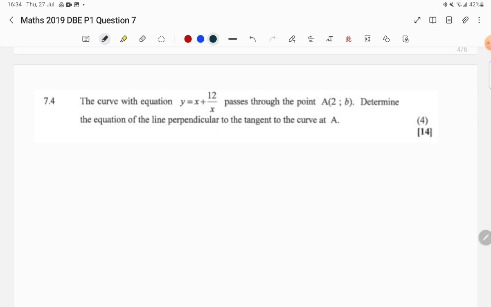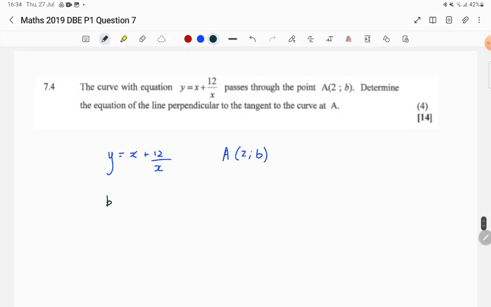So firstly, let's break this down and understand that the curve with the equation y equals x plus 12 over x passes through the point A, which is (2, B). We can work out what B is by subbing this point into the equation. So B equals 2 plus 12 over 2, which gives 2 plus 6, which is 8. That allows us to complete this point, which is (2, 8).